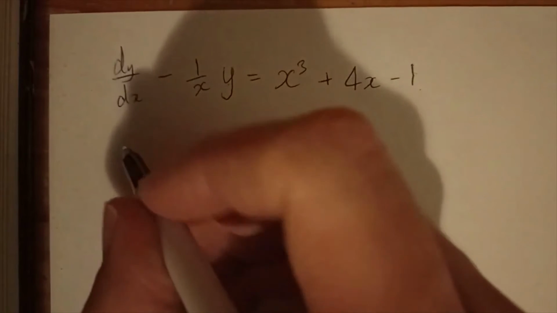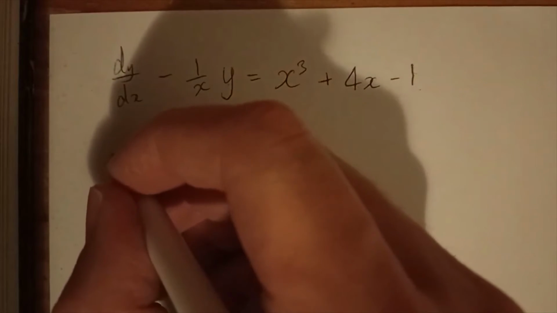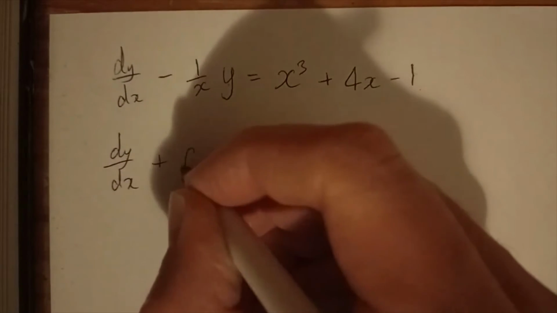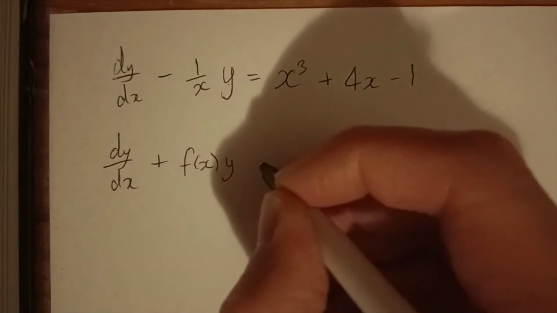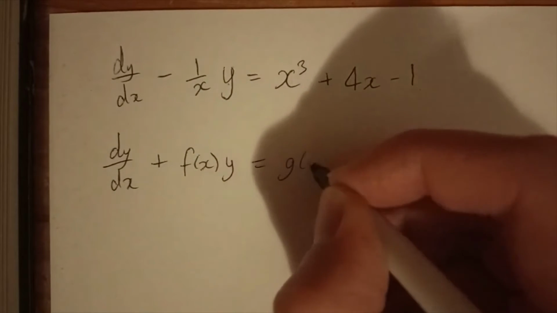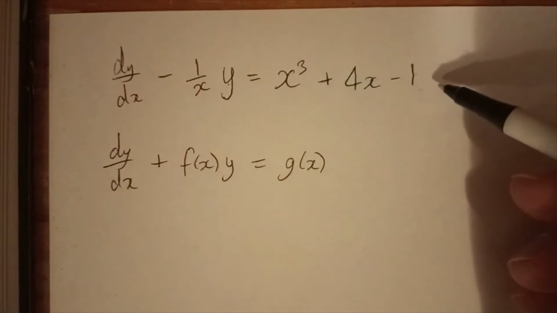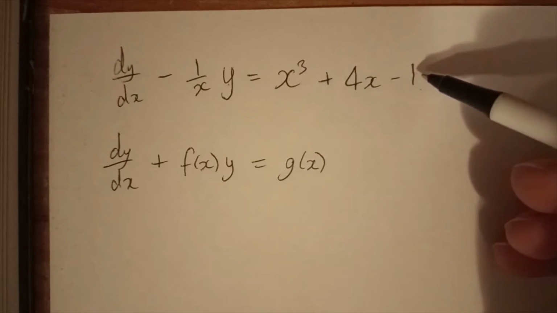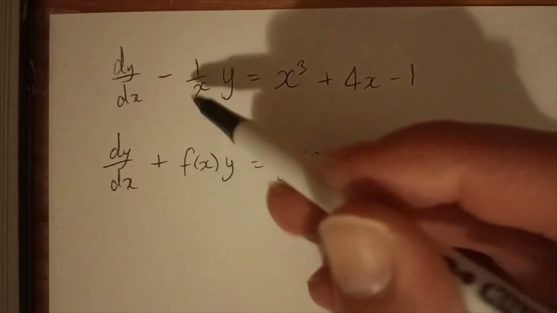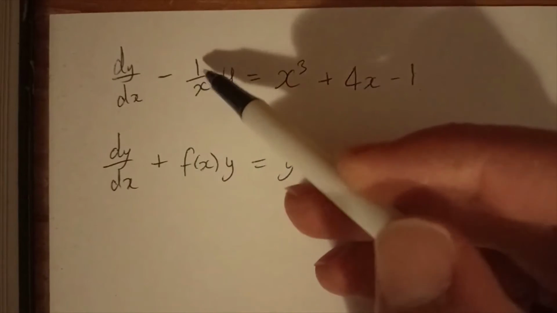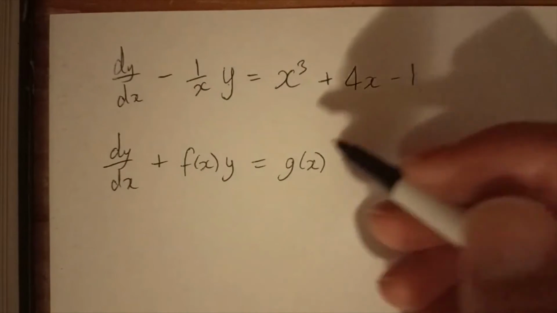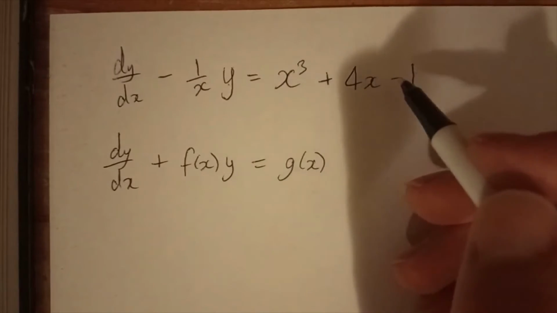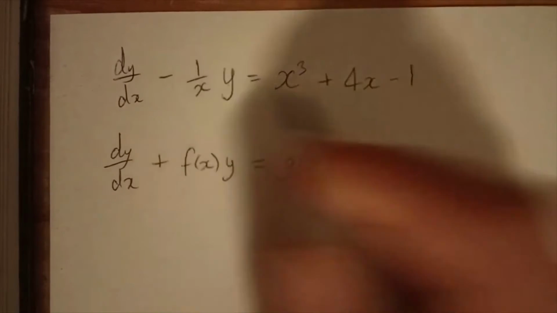So the general form of a first order linear differential equation is dy/dx plus some function of x times y equals some other function of x. So in this example here, the g of x is this cubic function, and the f of x is the coefficient of the y term, which is negative 1 over x. Because this g of x function is non-zero, this differential equation is non-homogeneous.